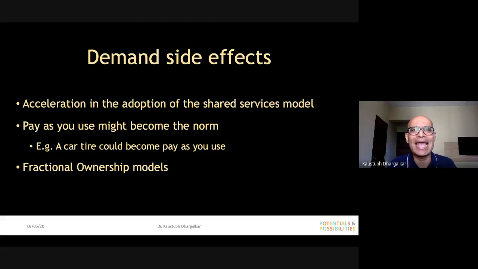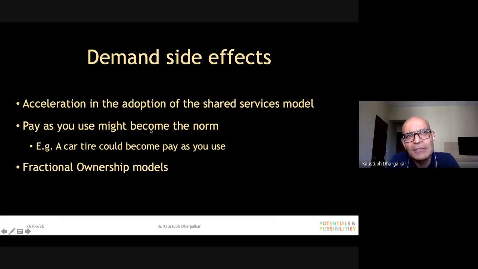Now, with a cash-strapped customer, one will have to really enable these kinds of models to sustain the consumption levels that customers would want, and obviously companies also would want consumers to have. That's where the shared services model will get accelerated even in the physical product domain. Pay as you use might become the norm.